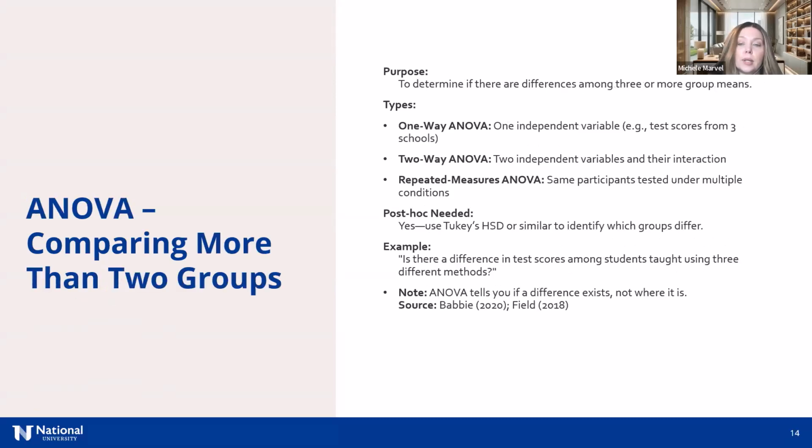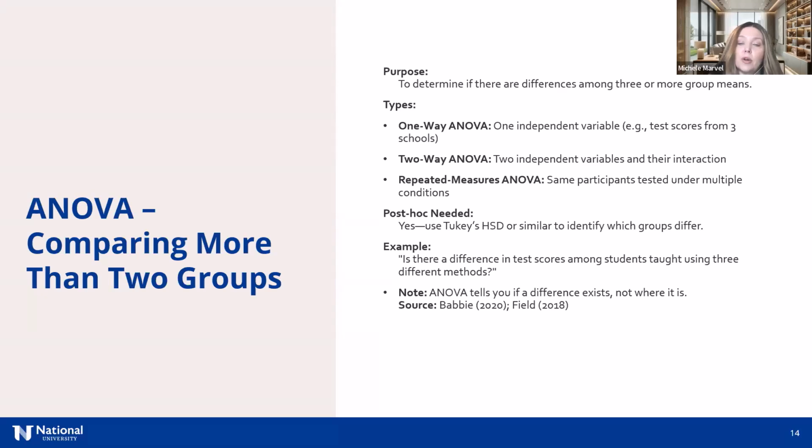Now, ANOVA is useful if you're comparing three or more groups. If you're dealing with more than two groups, a t-test isn't going to cut it, and that's really where you're going to use the ANOVA. It allows you to determine whether there are statistically significant differences among group means. And you might have a one-way ANOVA, which compares the means based upon a single independent variable. A two-way ANOVA examines the effects of two independent variables, as well as their interaction.